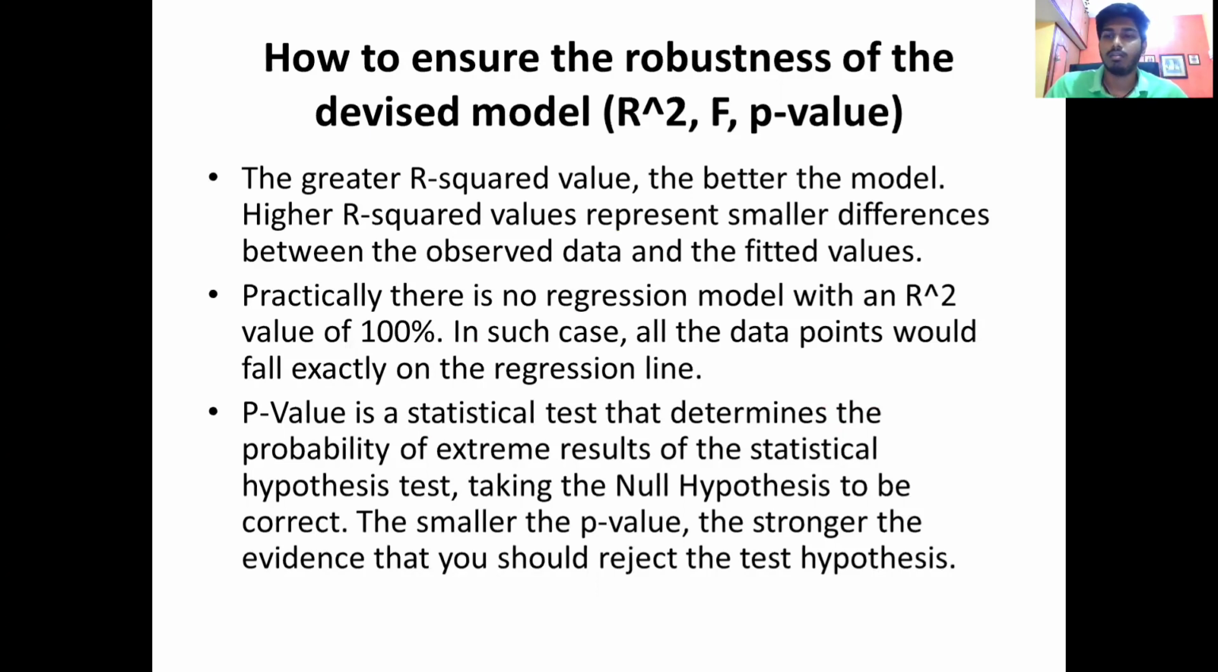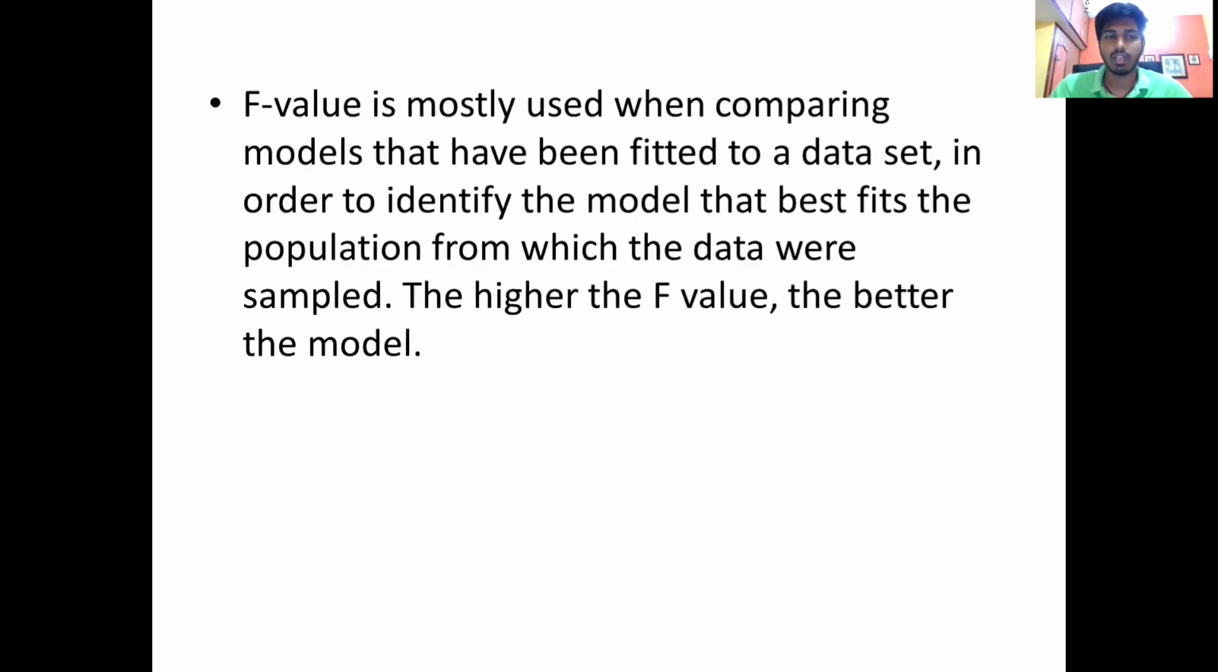Next, we are going to see the p-value. The p-value is a statistical measure that determines the probability of extreme results in a statistical hypothesis test. That is, the smaller the p-value, the stronger the evidence that you should reject the test hypothesis. If the p-value is less than the significance level, that is usually 0.05, that is 5%, then your model fits the data well.